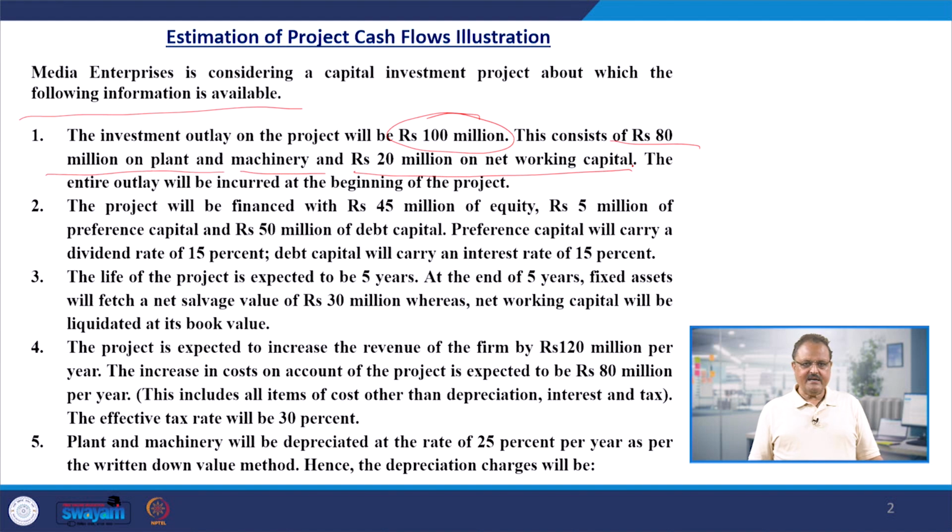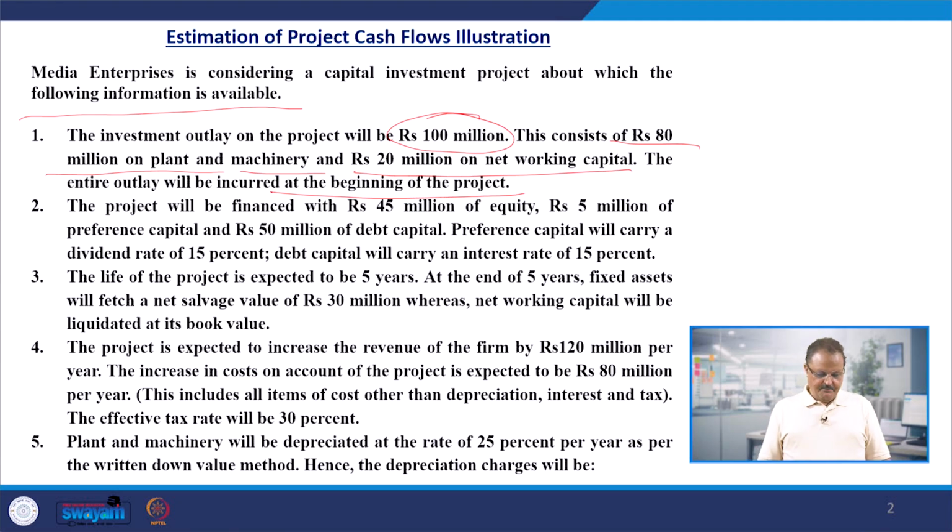It means the total investment requirement, the total cash outflow on this project, would be 100 million. 80 million would be on the long term assets and 20 million would be required for meeting the working capital requirements. The entire outlay will be incurred in the beginning of the project, in the construction period or the zero period, you can say. The entire amount will be going out. So it's a complete outflow of 100 million in the beginning.